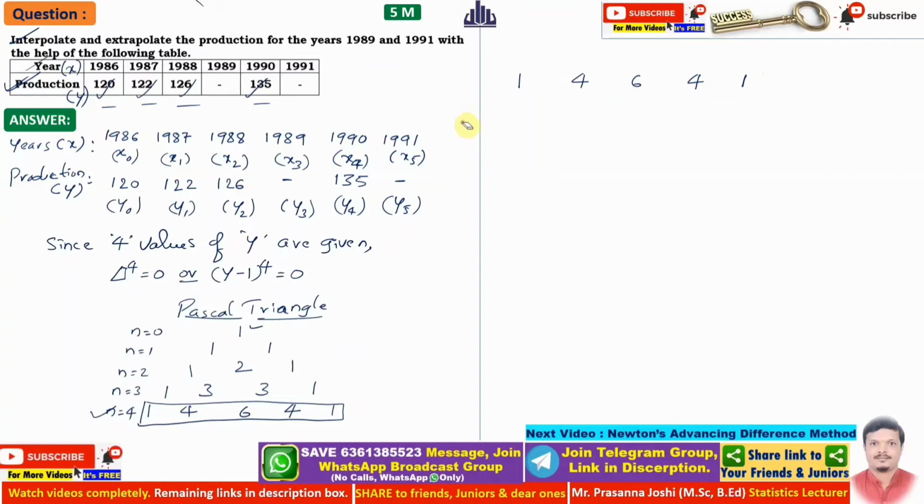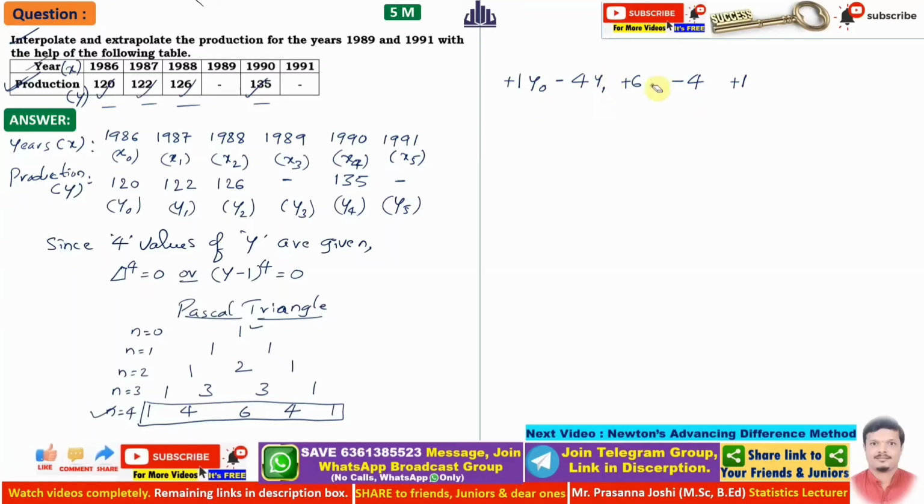In the binomial expansion, starting from plus, we will have alternating signs of plus and minus. That's why first we shall write down plus and then minus, plus, minus, plus. Right after this, you can start with y0, y1, y2, y3, y4. So this is the binomial expansion of y minus 1 to the power 4 or delta to the power 4. This is to be equated to 0. So let's write this equal to 0.